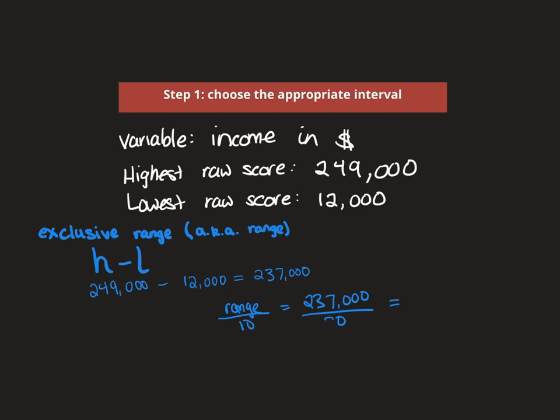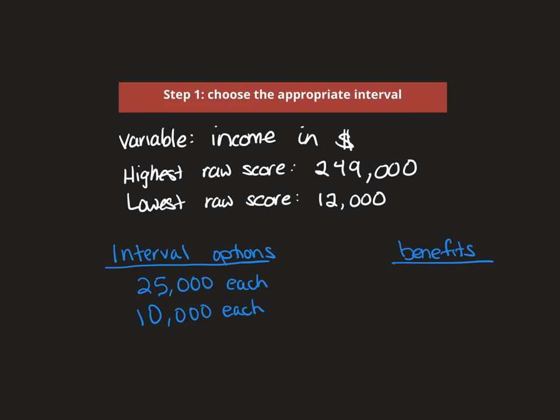If I want to use 20 intervals, I would take my 237,000, divide by 20, and that would yield for me an interval size of about 11,850. Again, this one's not intuitive, but it's pretty close to another number which is an intuitive one for us to count in, and that's 10,000. Therefore, my best options are to use interval sizes of about $25,000 or $10,000. Either one is appropriate, but if we want more summary, we would use $25,000, or if we want more specificity, we would use $10,000.